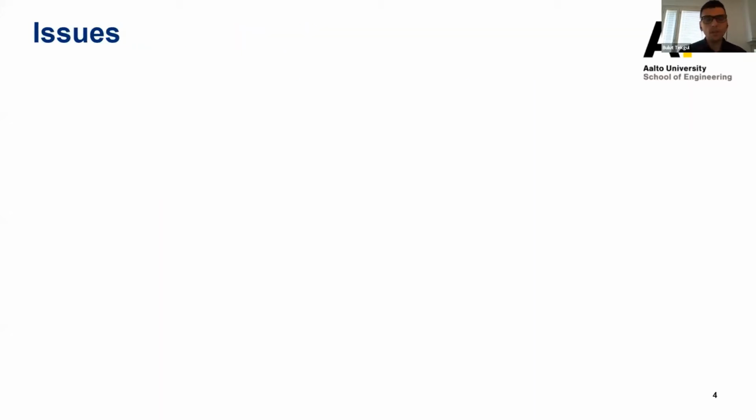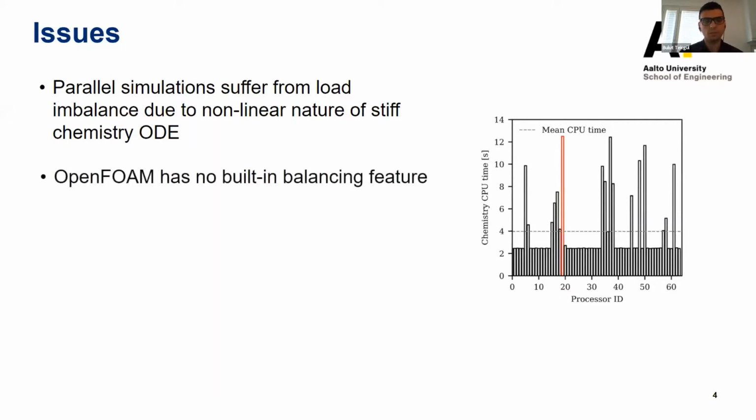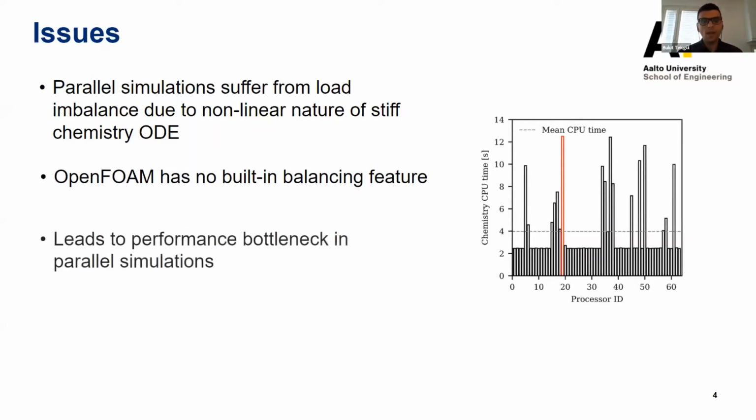Specific to OpenFOAM, there are a couple of major issues. The biggest issue is that parallel simulations suffer from load imbalance due to the nonlinear nature of stiff chemistry ODEs. You can decompose your domain geometrically using some automated decomposition algorithm, but chemistry is quite nonlinear when it comes to computational cost. So you will always have some load imbalance due to this nonlinear nature of the chemistry problem. To mitigate this issue, OpenFOAM has no built-in balancing feature. Everything is handled per processor, and this leads to a huge performance bottleneck in parallel simulation.